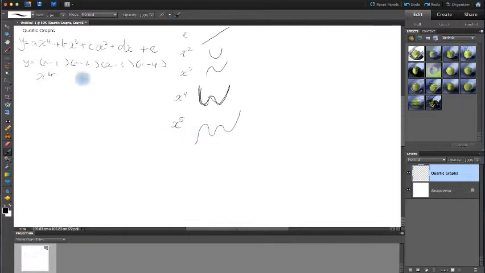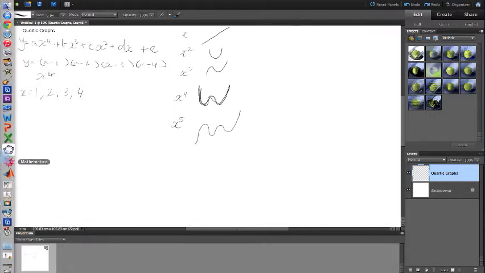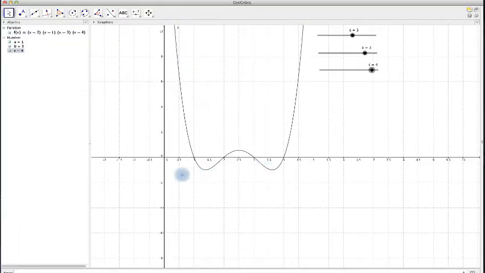Now let's think back to our example here. In this factorized form, using the null factor law as per usual, we can find the x-intercepts. So we know the x-intercepts will be at x equals 1, because that's when this term is going to be 0, or x equals 2 for this one, or for this one it's going to be x equals 3, and for this one it's going to be x equals 4. So let's go back to our graph and see if that is indeed the case. So yes, cuts through at 1, 2, 3, and 4.